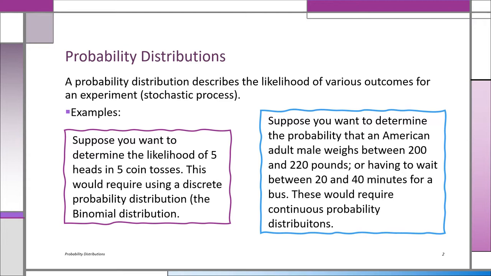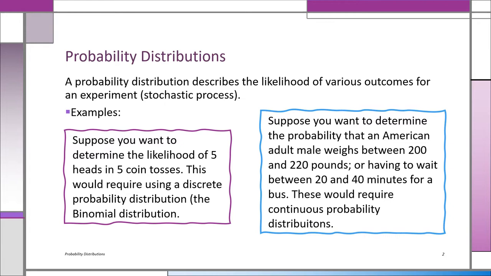A probability distribution describes the likelihood of various outcomes for an experiment, really a stochastic process. For example, suppose you want to know the likelihood of getting 5 heads in 5 coin tosses. Five heads is one of the outcomes. Of course, you can get 0 heads, or 1 head. The way you would determine that is by using what's called a discrete probability distribution. The one we'll use is the binomial. You can get the probability of 5 heads, 4 heads, 3 heads. Notice these are discrete. You can't get 1.67 heads.